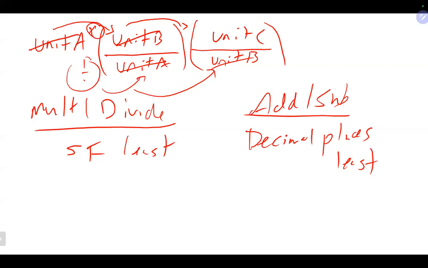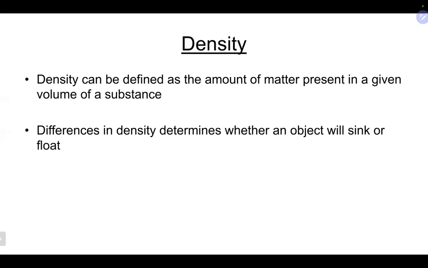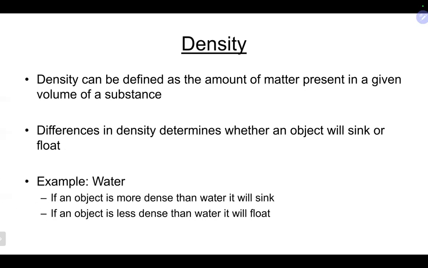Okay, so what we've got left here is to talk about density officially. We did the density lab the other day, but density is defined really as the amount of matter an object possesses per volume. And obviously it is really the mass divided by the volume. The differences in density really determine whether or not an object will sink or float.